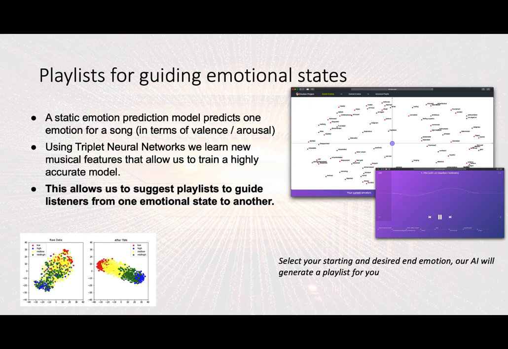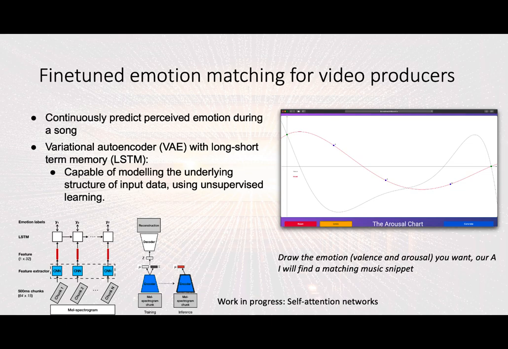The emotion prediction models that we use are something called triplet neural networks, which is a sort of dimension reduction technique related to Siamese networks, but we won't go into detail about triplet neural networks in this class.